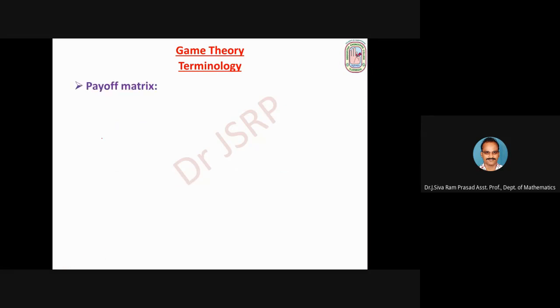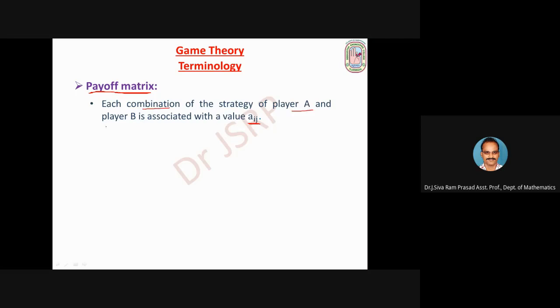Next, payoff matrix. Corresponding to each combination of strategies of both players, there should be some output that is called payoff. Each combination of the strategy of player A and player B is associated with a value Aij. So generally the payoff is denoted by Aij.